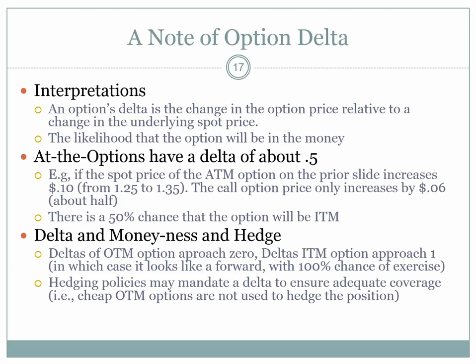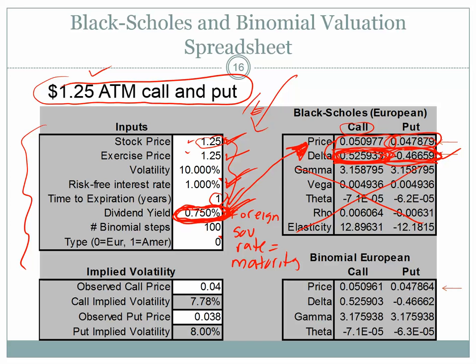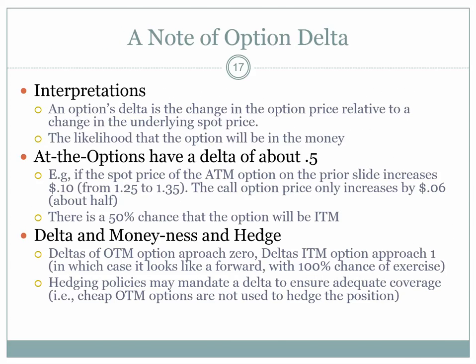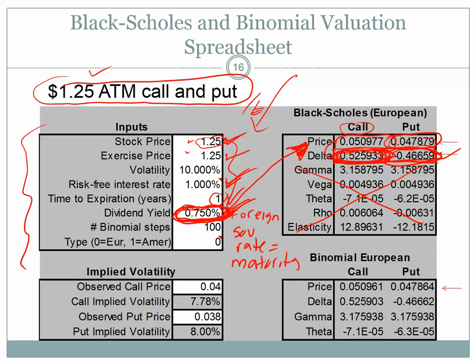Now, if you pick a really out-of-the-money option, this delta goes to about 0 because there's almost no chance. And the last thing we'll talk about is, if I look at my spreadsheet, there's something called an implied volatility. What I first have to do is plug in something here. So I plug in this data here, and it tells me this call should be selling at 5 cents. But what if you actually go to the Philadelphia Exchange and see that this option is actually selling for 4 cents in the market? That's the observed call price.